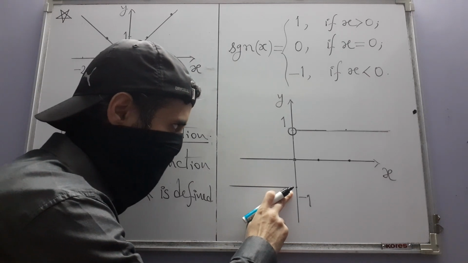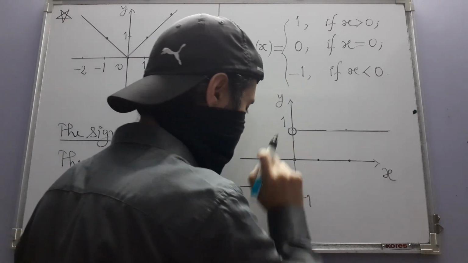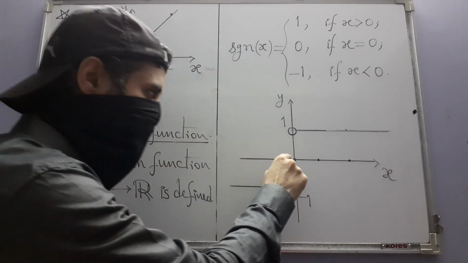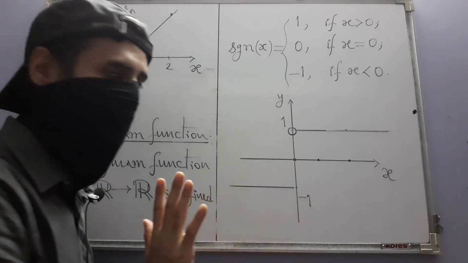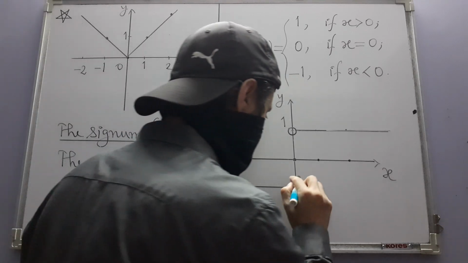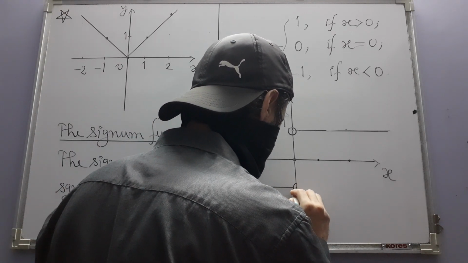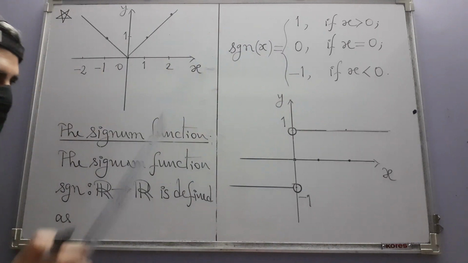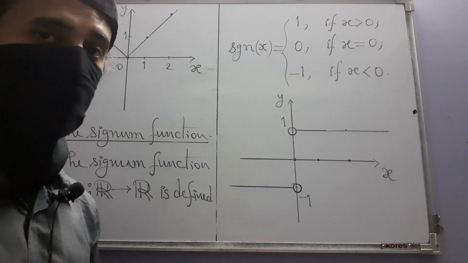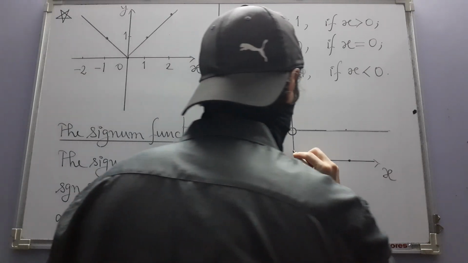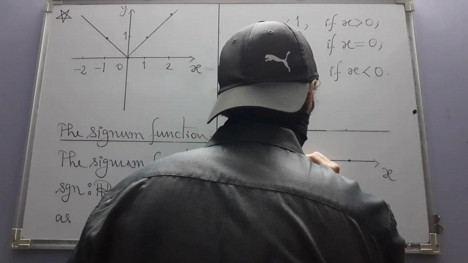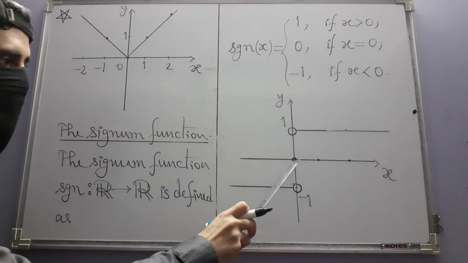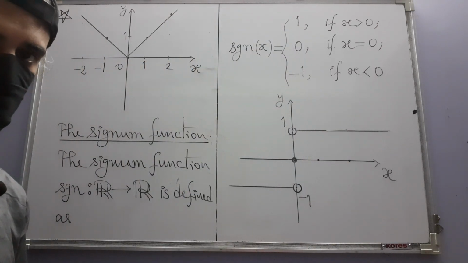This line also, for a similar reason, should not touch the y-axis, because when our input is 0, the output is not -1, it is 0. That's why here also a white circle is drawn to indicate that that line also is not allowed to touch the y-axis. To further emphasize the fact that this is a point on the graph, we draw a black circle here.